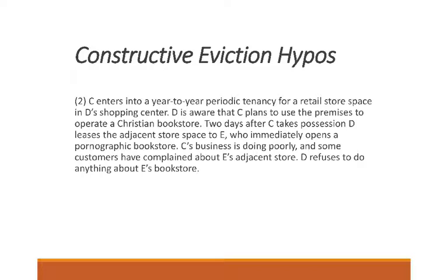Second, we don't have any evidence that D's decision to rent to E substantially interfered with C's business. We see that the business is doing poorly and that some customers have complained about the store, but we need to have more direct evidence about loss of business. And I guess you could even potentially argue that having the store next door maybe brought business to C. Anyway, it's a very tenuous argument here.